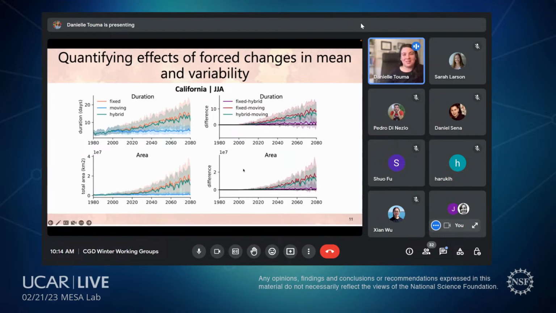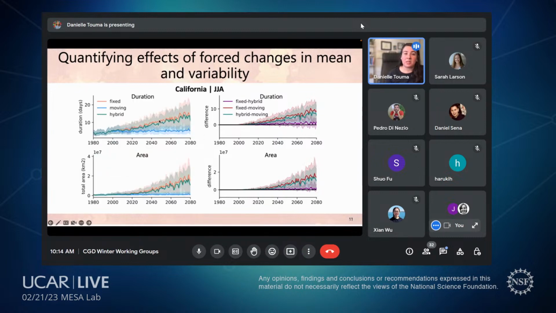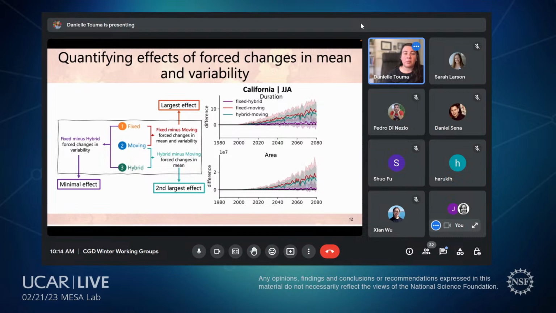So I've taken the differences here for both the duration and area. And now let's bring our little cheat sheet back of what all this means. If we look at this fixed minus moving, the forced changes in the mean and variability, we find that that has the largest effect. You can see this red line increases over time, and this effect is always larger than the two other effects. This is because it represents the forced changes in both the mean and the variability.